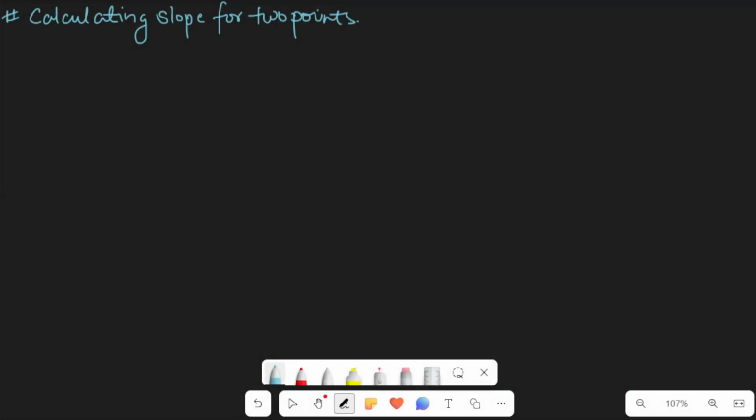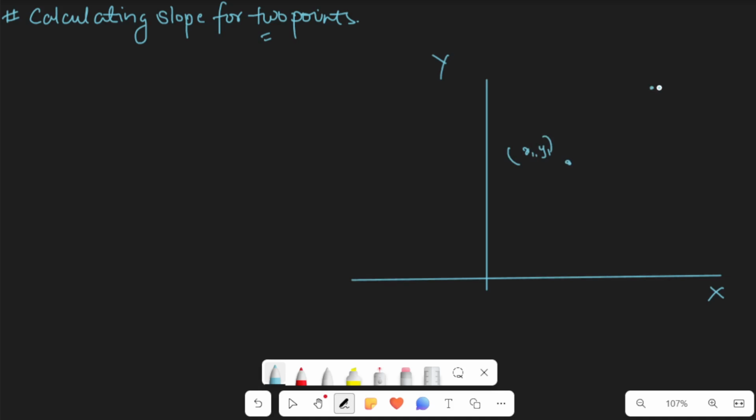In this section, we are going to see how we calculate slope for 2 points. That is, when 2 points are given, how do we calculate slope? Let's consider this to be our axis. Let's say we have 2 points. Say this is x1, y1. Okay. This is another point, x2, y2. Now we want to calculate slope of these 2 points.